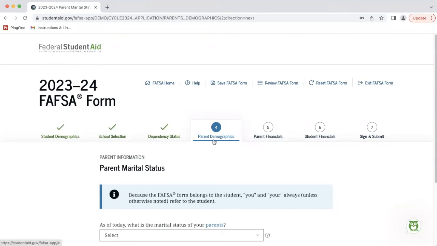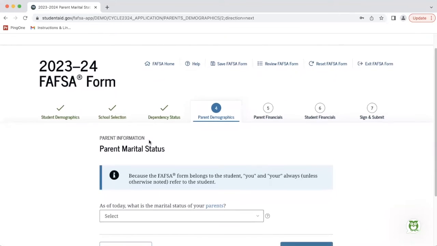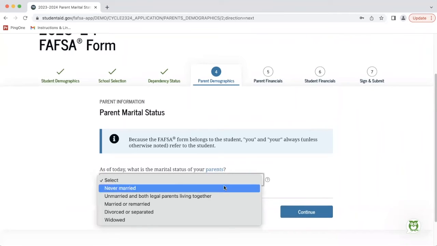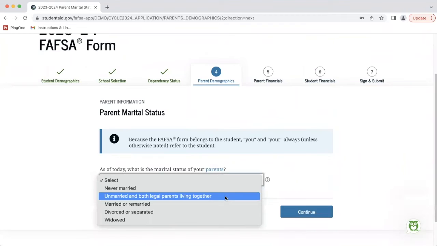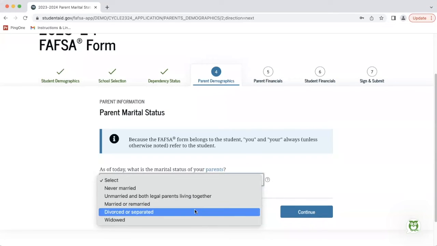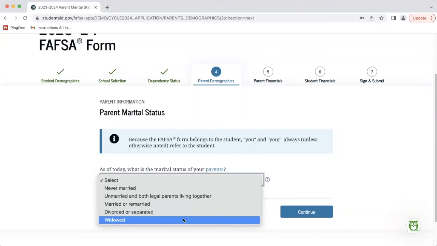Now we enter section 4 on the FAFSA. And this is a turning point for us in our application, because now, notice, it's going to start asking about parent information as opposed to student information. So the first question is, as of today, what is the marital status of your parents? You can put never married, unmarried and both legal parents living together, married or remarried, divorced or separated, or widowed.